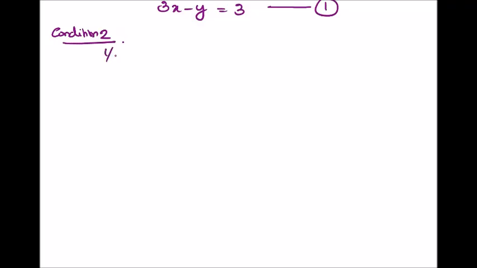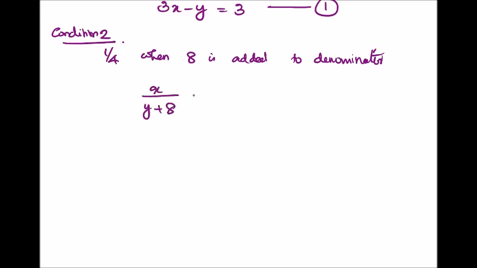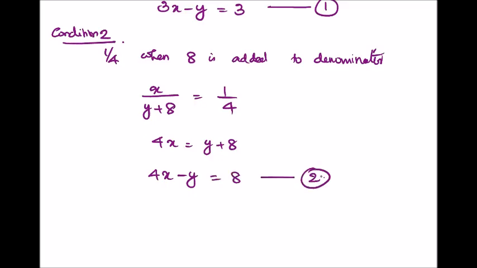As per condition 2, the fraction becomes 1 by 4 when 8 is added to its denominator, that is x by y plus 8 is equal to 1 by 4. Again cross multiply, we get 4x is equal to y plus 8, or we can write 4x minus y is equal to 8. So this is the second equation.